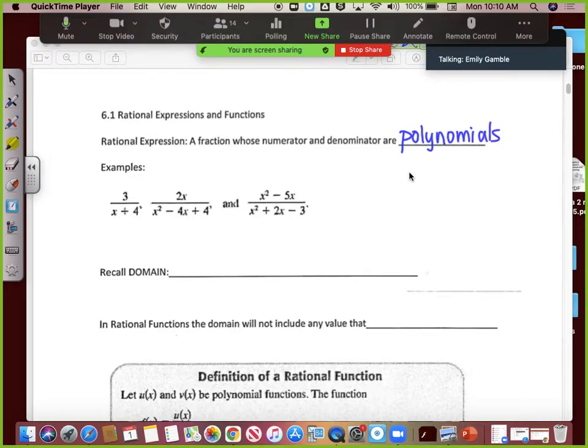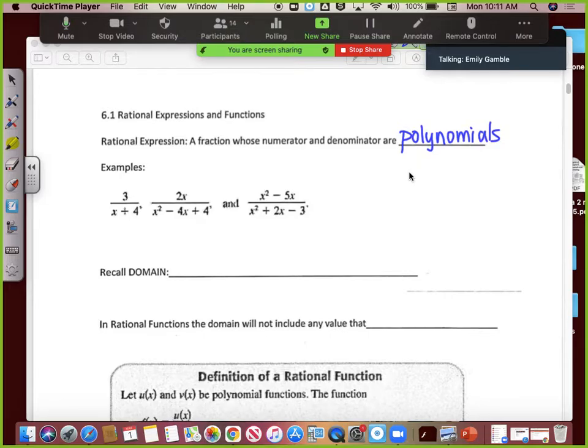An example of what I mean by that is this first example here, 3 over x plus 4. That is a rational expression because it's a fraction and we have polynomials in the numerator and denominator. Even though 3 is just a plain number, because of the x plus 4 in the denominator, that would be considered a rational expression. Same with 2x over x squared minus 4x plus 4, and x squared minus 5x over x squared plus 2x minus 3.